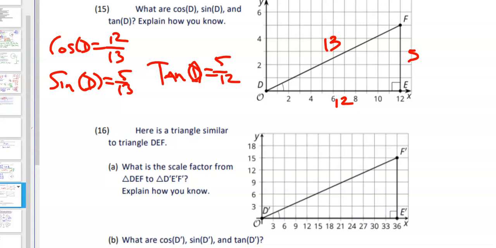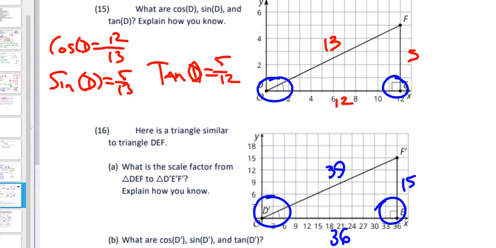For problem 16, the bottom is 36, the height is 15. We use the Pythagorean theorem, I get 39. The question is whether the triangles are similar. Well, a couple of reasons the answer is yes. They both have a right angle, and they both have the same angle D. D and D prime indicate that the angle is the same.